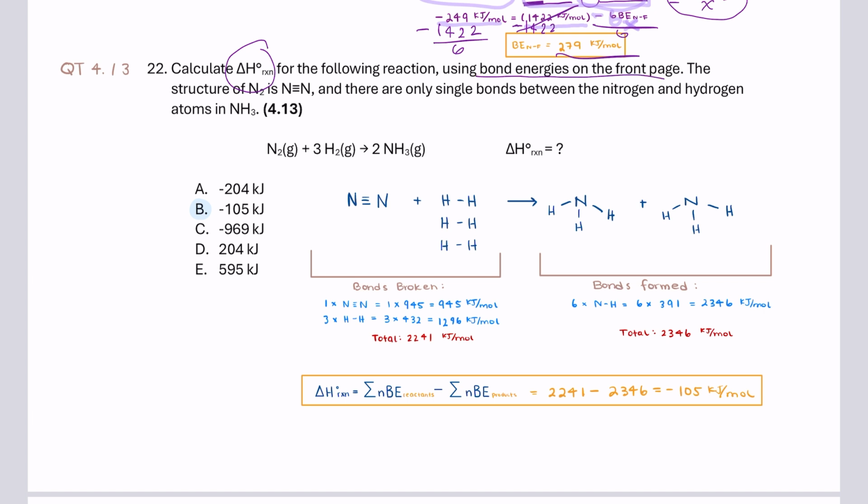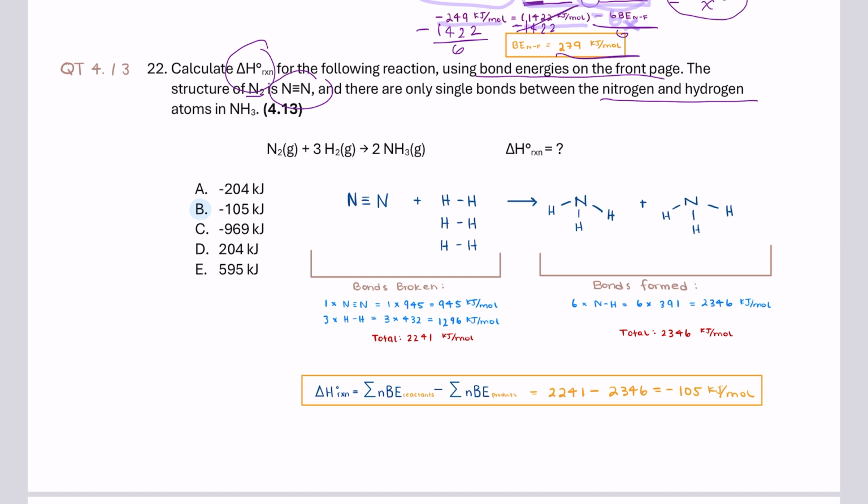The structure of N2 is that it is a nitrogen-nitrogen triple bond, and there are only single bonds between the nitrogen and hydrogen atoms in ammonia. Once again, the enthalpy of the reaction equals the sum of the bond energies of bonds broken minus the sum of the bond energies of the bonds formed. That's because energy must be added to break bonds, and energy is released when new bonds are formed.